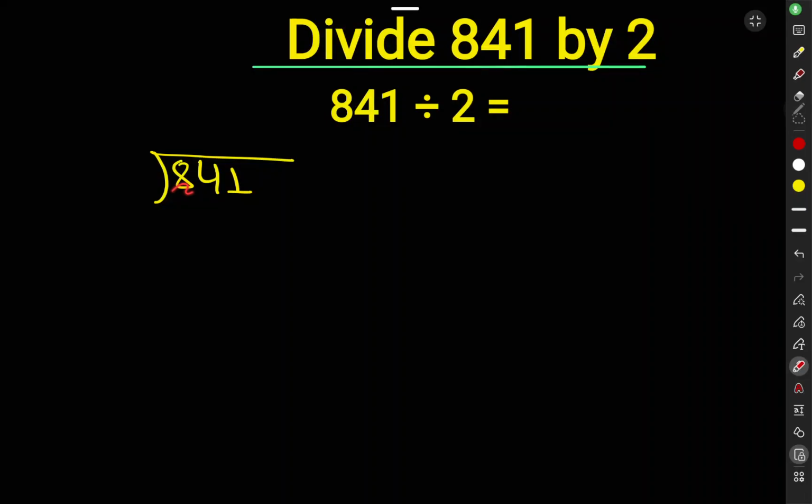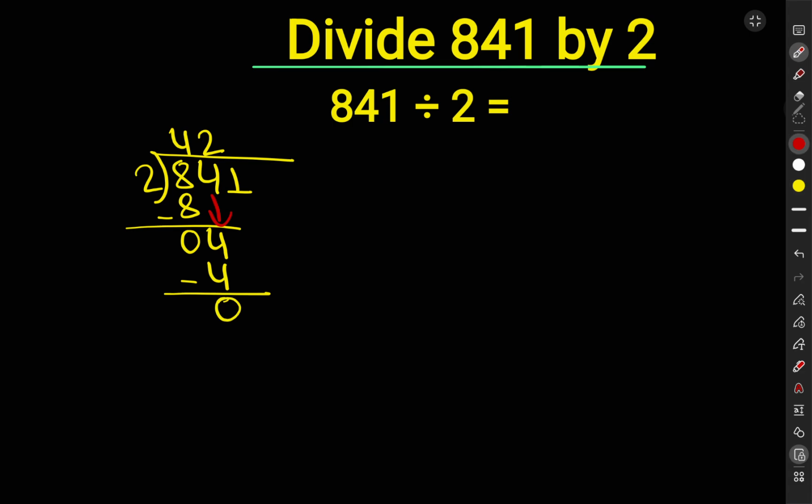Here we divide 841 by 2 in the long division method. So 2 times 4 is 8. On subtracting we get 0. So now we put down this 4, and 2 times 2 is 4. On subtracting we get 0.